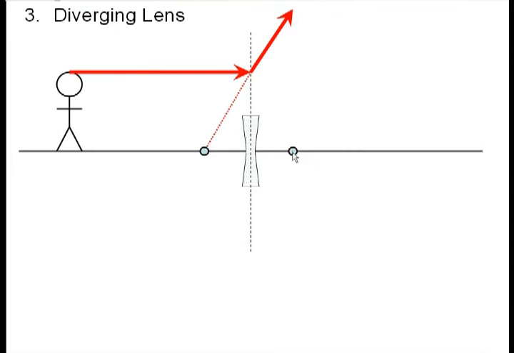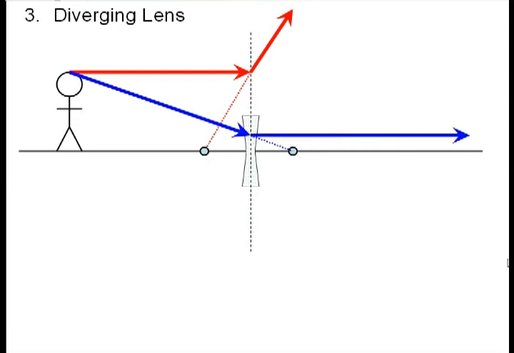Second light ray, we're going to line it up with this far focus point. And when that one hits the lens, however, it's going to bend and come out parallel. The last light ray goes through the center of the lens, does not bend. These three light rays do not converge. That means we will not have a real image, it will be a virtual image.